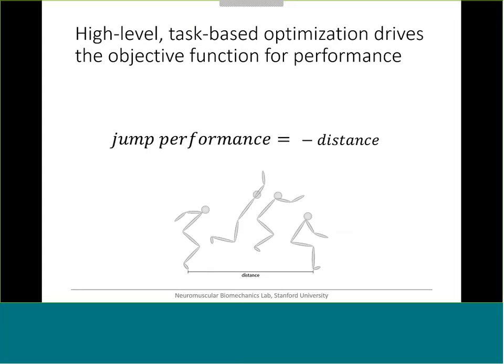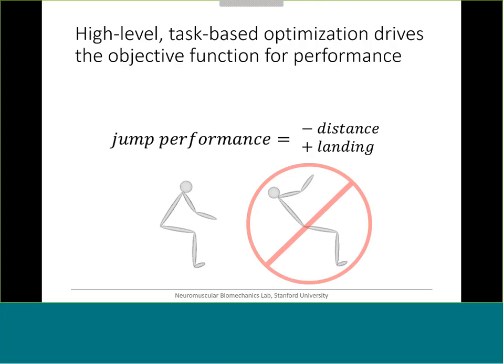The first metric is distance. Since we want to minimize the objective function, we use the negative of the jump distance to reward jumps that travel further. The jump distance is scored as the initial position of the toe before takeoff to the position of the heel at landing.